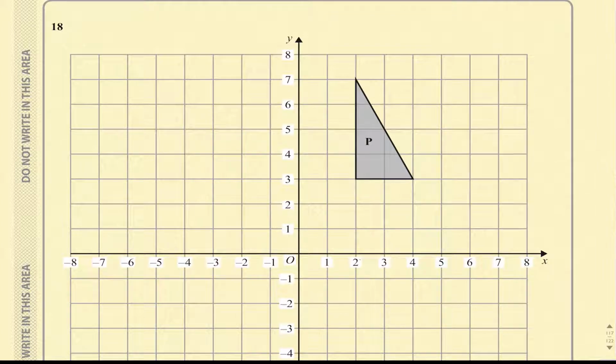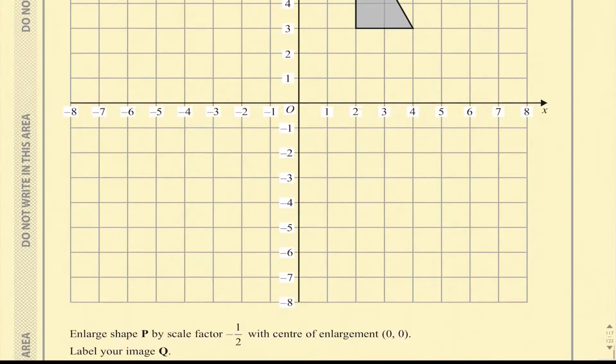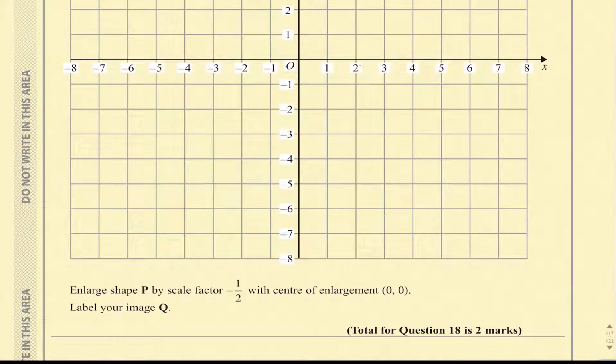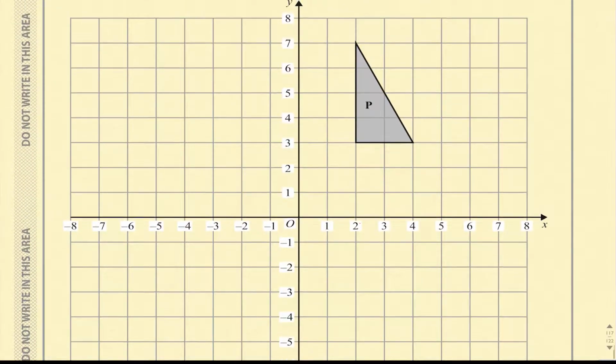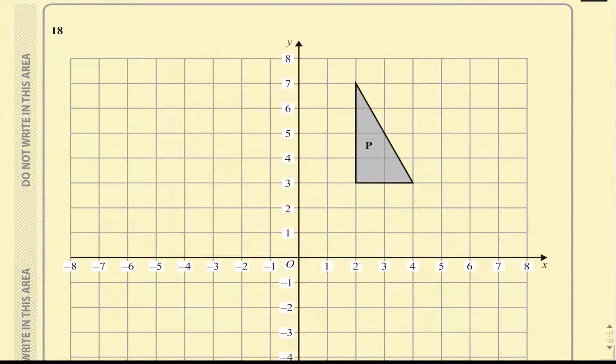Question 18. We're meant to enlarge the shape P by a scale factor of -1/2 with center of enlargement at point (0, 0), and we need to label the image Q. In order to do this, we need to find the vertex of each triangle. We're going to write this in the form of a vector, which is x and y.